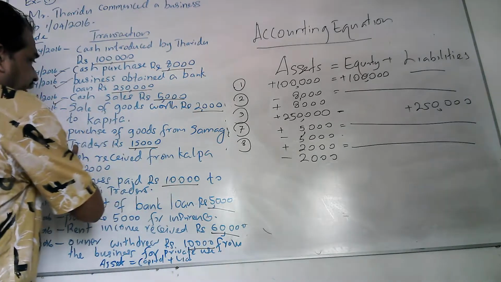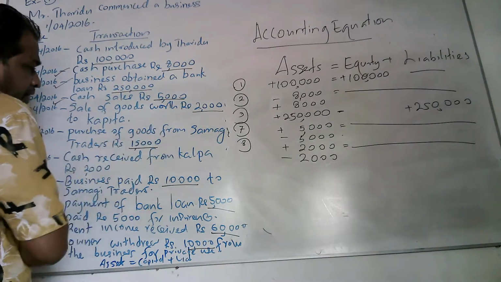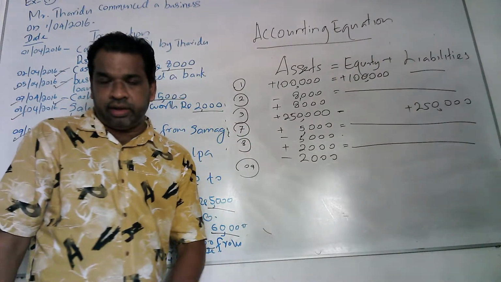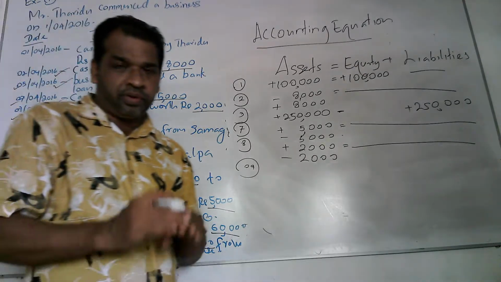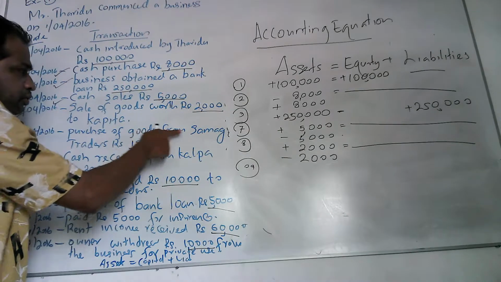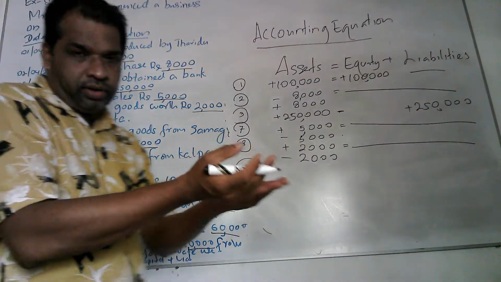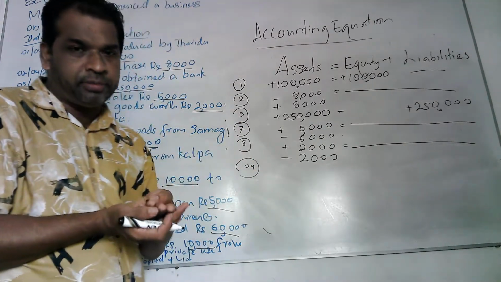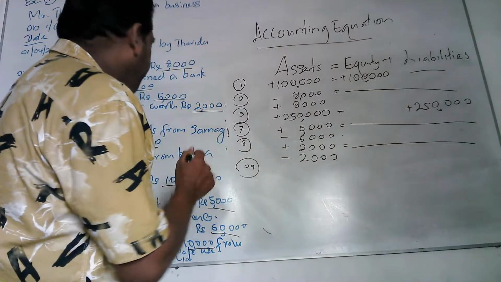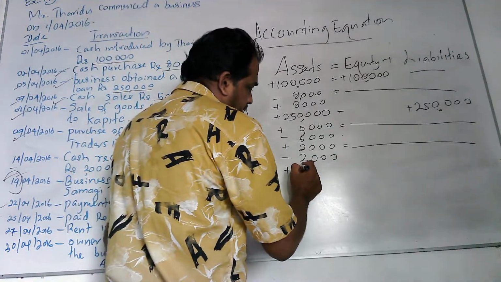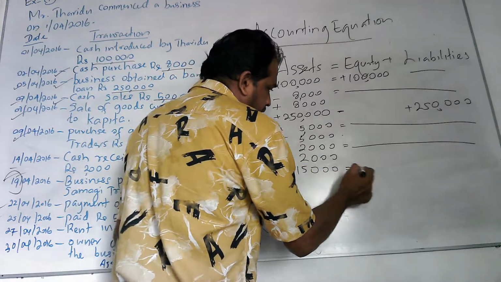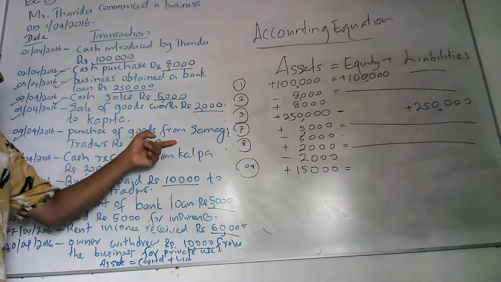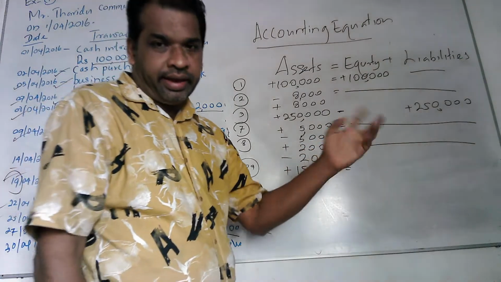Then the next day, 9th. Purchase of goods from Samaggi Traders 15,000. That means you are given the name of an institution. Therefore, it is on credit. Purchase of goods from Samaggi Traders. Then you receive goods. It increases your stocks. Stocks or inventory comes under assets. Therefore, there will be an increase in assets by another 15,000. As you have purchased on credit from Samaggi Traders, you will increase your liability by another 15,000.